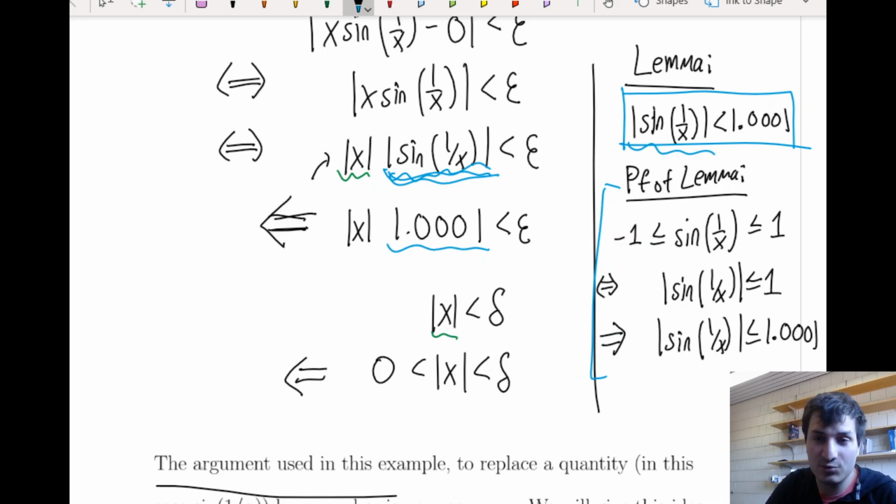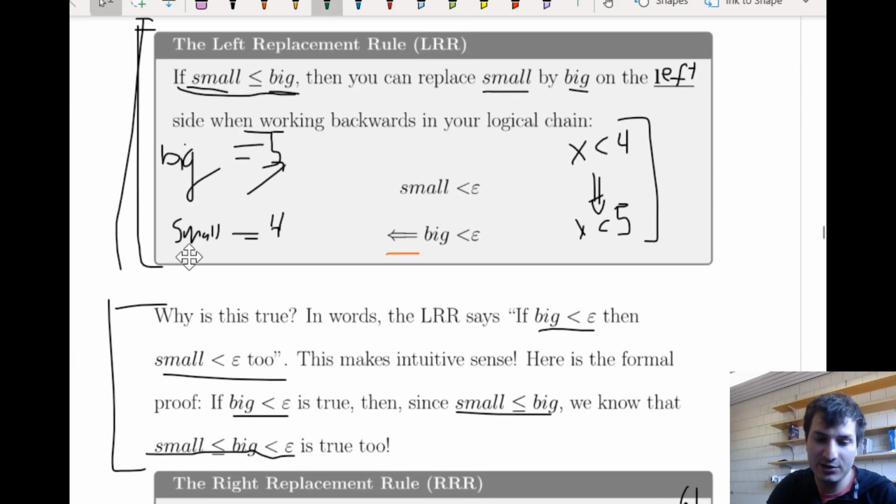This rule of replacing something small by something big when the implication arrow goes like this, we gave that a name. We called that the left replacement rule. The left replacement rule says you can always replace something small by something big as long as the arrow is going this way. And this happens exactly for the same reason that on the homework, I think there was a question that looked like this. If x is less than 4, then x is definitely less than 5. Okay, this one's going the other way.